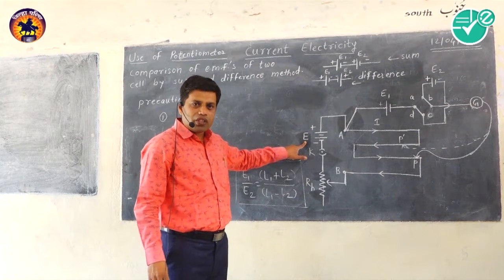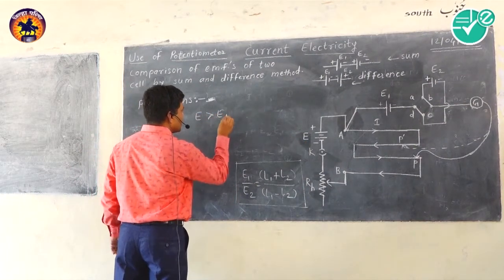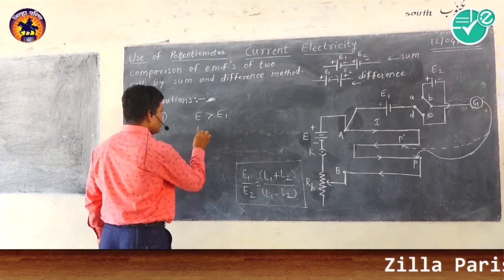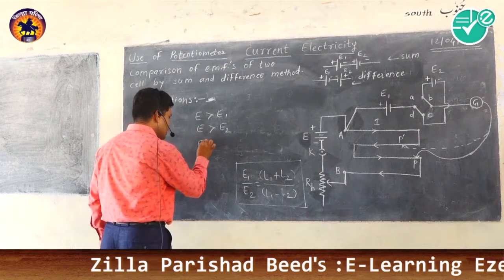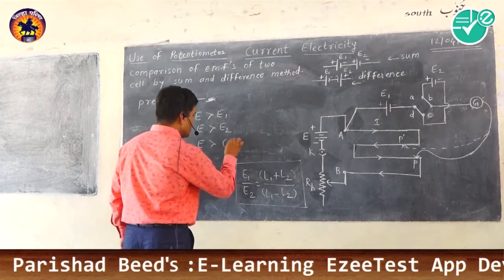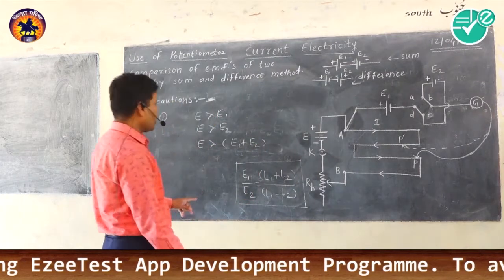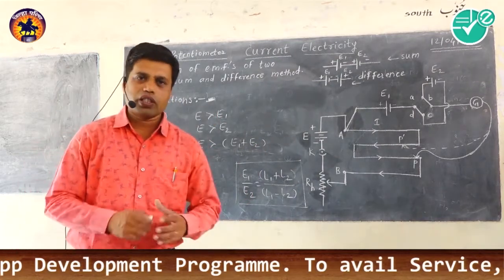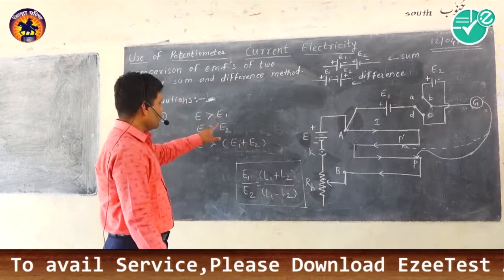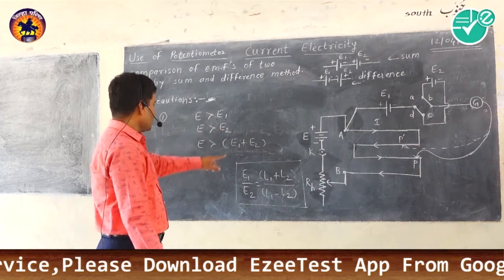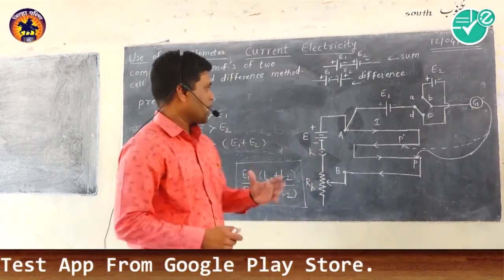the EMF of this driving cell E must be greater than the EMF of cell E1, and it is also greater than the EMF of cell E2, and E, the EMF of the driving cell, is also greater than the summation of E1 plus E2. This is a very important point while using this potentiometer. While doing this experiment, the EMF of the driving cell E must be greater than E1, it also must be greater than E2, and it must be greater than E1 plus E2.